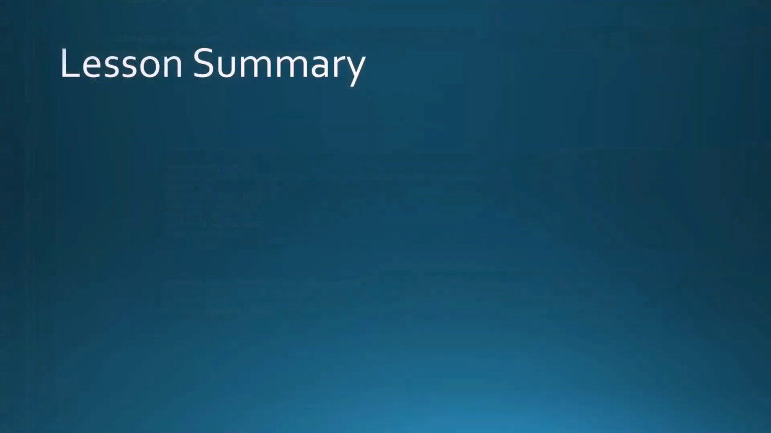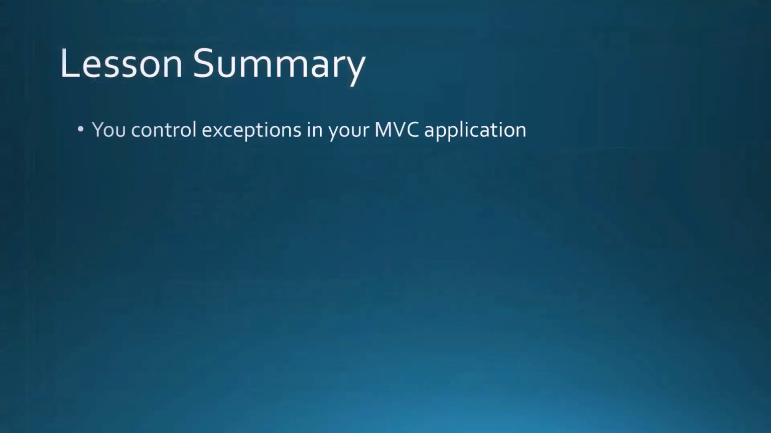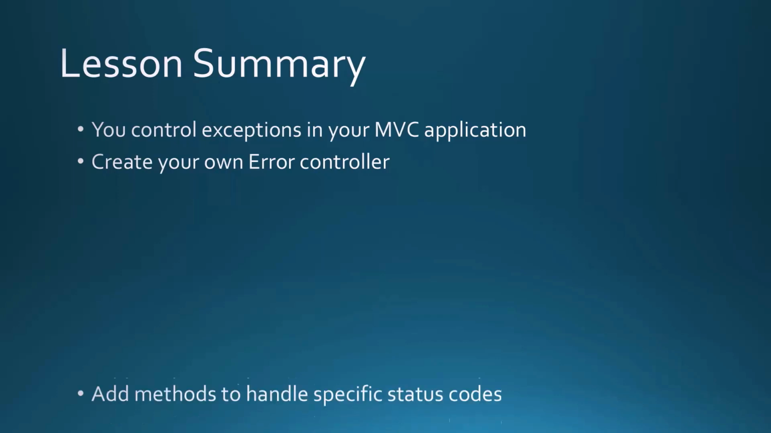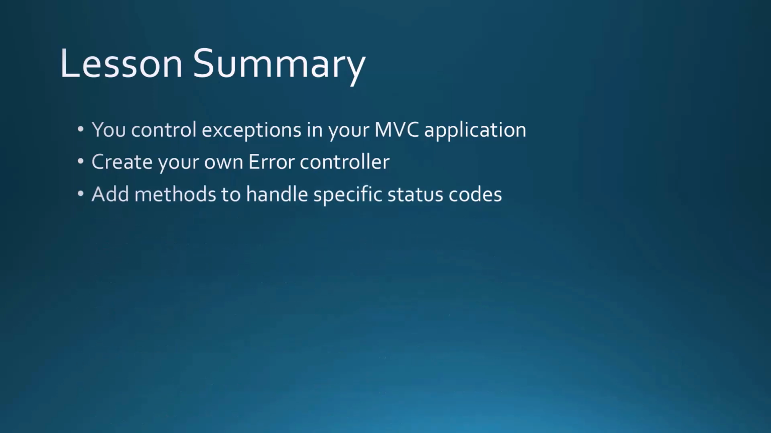In this lesson, we talked about how you should be in control of the exceptions in your MVC application. You're going to create your own error controller to handle those exceptions that are global in nature, the unhandled ones. Hopefully you don't have any unhandled ones. Once you have that error controller, you can add methods to handle specific status codes, specific profiles, and we talked about how to log exceptions to a separate file.